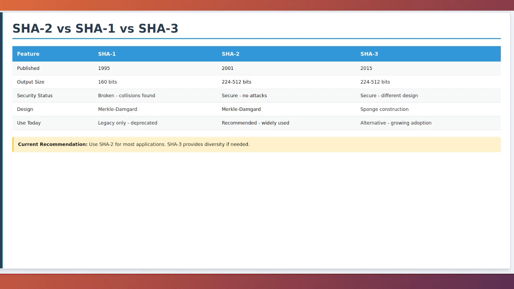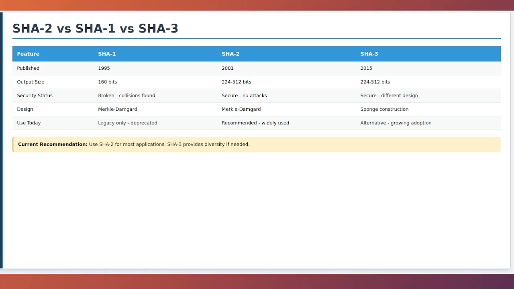SHA-3, published in 2015, uses a completely different internal structure based on the Keccak sponge construction. It was developed through a public competition run by NIST, similar to how AES was selected. SHA-3 is not meant to replace SHA-2 because SHA-2 is not broken. Instead, SHA-3 provides diversity. If a fundamental flaw were discovered in SHA-2's design, SHA-3's different construction would likely not share the same vulnerability. SHA-3 is gradually being adopted, but SHA-2 remains the dominant choice for most applications.